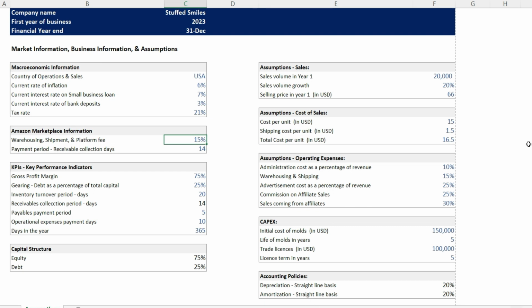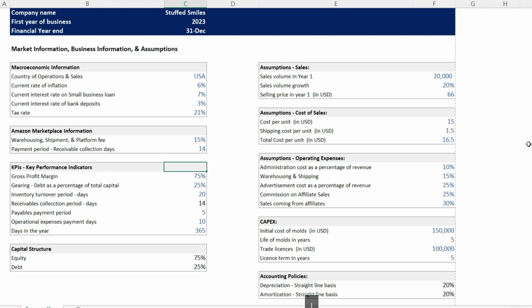Now there is some information related to Amazon as well, the marketplace where we are going to sell our goods. So the warehousing, shipping, and platform fees, that all will be 15%. Basically, this means that Amazon will be managing the warehousing of goods in the USA. They will be shipping it for us as well, and all of that will cost us 15% of the revenue. And the payment period for us, that will be receivable collection days, will be 14 days. So even if we are selling the goods today and our customers are paying today online, we will be receiving that money from Amazon after 14 days.